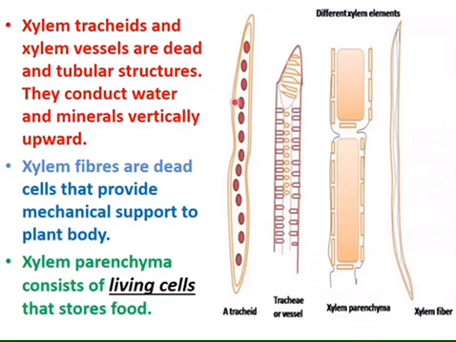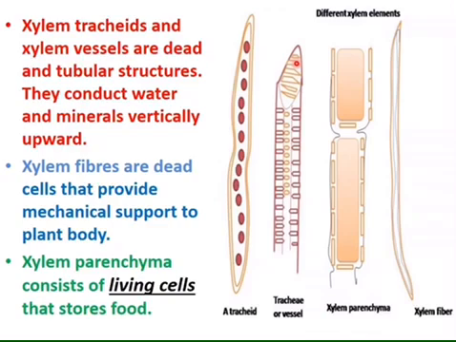First are xylem tracheids and xylem vessels. These two are dead and tubular structures. As you can see in the diagram, these are tube-like structures, and they conduct water and minerals vertically upwards. So that is the function of xylem tracheids and xylem vessels. About structure and function I have told you.